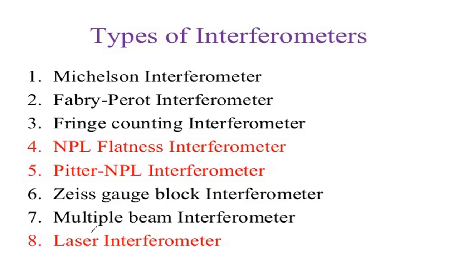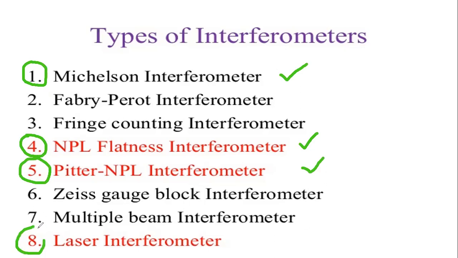In our syllabus, there are only four types of interferometers. First one is the Michelson's interferometer. Second one is the NPL flatness interferometer. Third one, NPL gauge interferometer, which we are calling the Peter NPL interferometer. Last one is the laser interferometer. So these are the four types of interferometers which we have included in the syllabus.